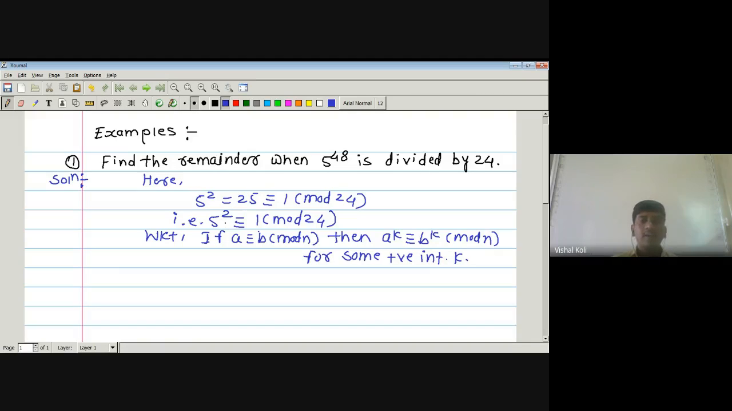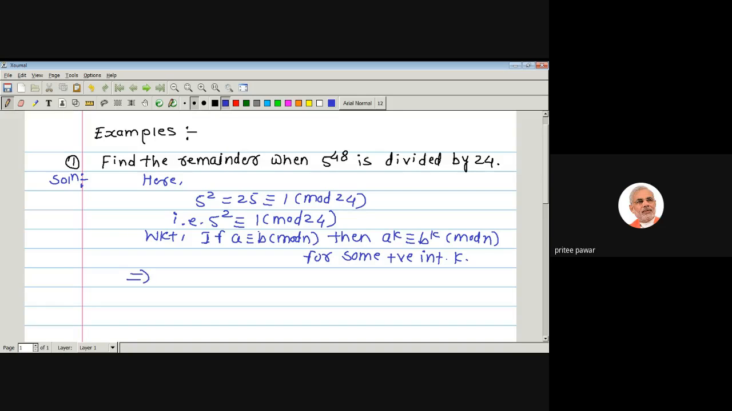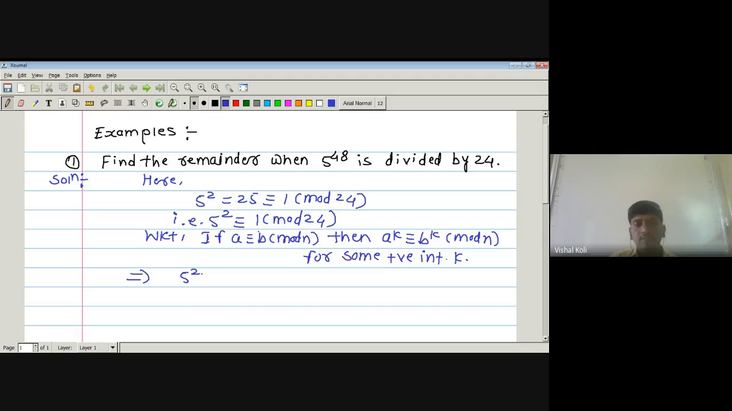Now as 5 squared is congruent to 1 modulo 24, we have to reach the power 48. Then what should be the value of k? 24. If we take k equal to 24, then 5 squared to the power 24 is congruent to 1 to the power 24 modulo 24. And a to the power m, raised to the power n, is a to the power m times n, so this is 5 to the power 2 times 24, which is 48, congruent to 1 to the power 24, which is 1, modulo 24.